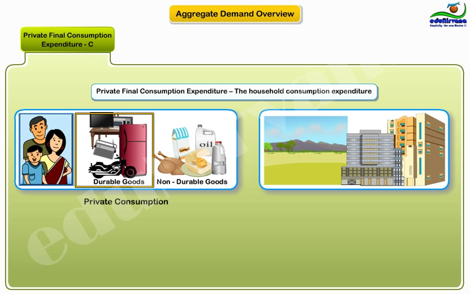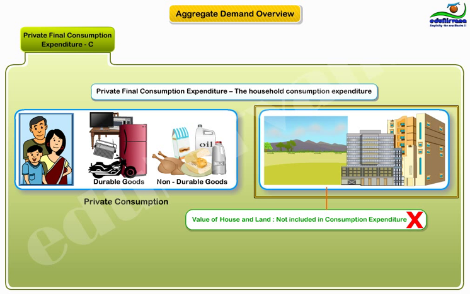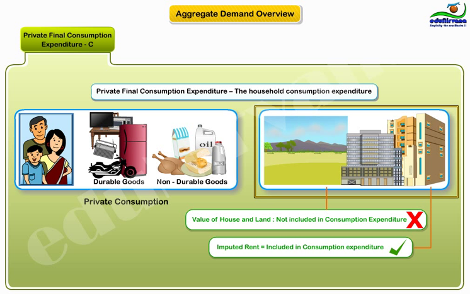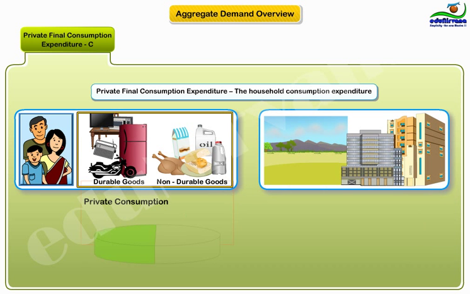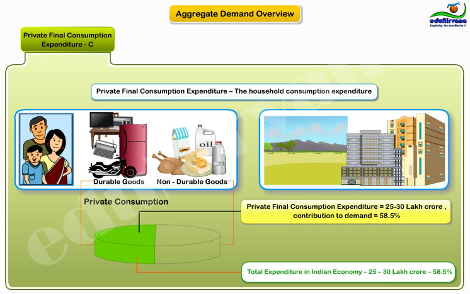Purchase and construction of residential buildings are not treated as consumption expenditure of the households, but are included in the gross capital formation. In the case of owner-occupied buildings, the imputed rent is included in the final consumption expenditure. The total contribution of private final consumption expenditure in total expenditure in the Indian economy is around 25 to 30 lakh crores in the last few years, which forms around 58.5% of total expenditures.